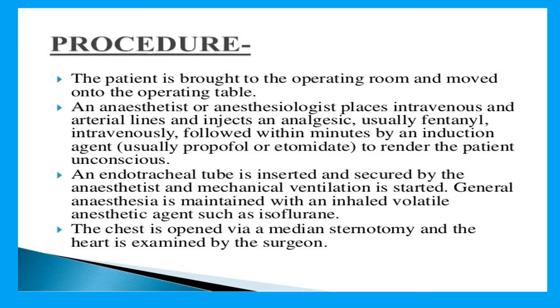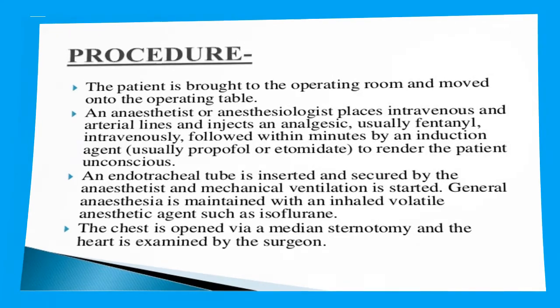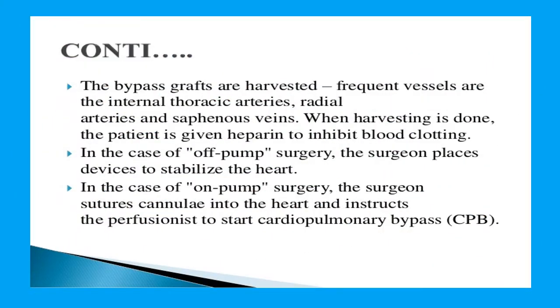General anesthesia is maintained with an inhaled volatile anesthetic such as isoflurane, and the chest is opened via median sternotomy and the heart is examined by the surgeon. Next, the bypass graft is harvested from vessels such as the internal thoracic arteries, radial artery and saphenous veins. Once the harvesting is complete, the patient is given heparin to inhibit blood clotting, a bolus of 5,000 units through IV.